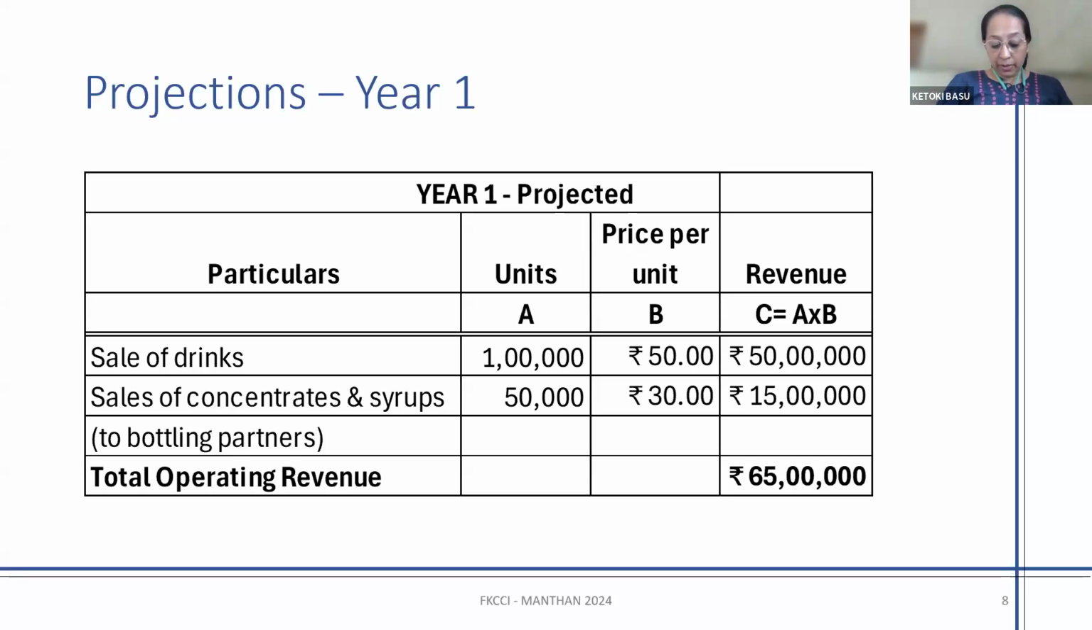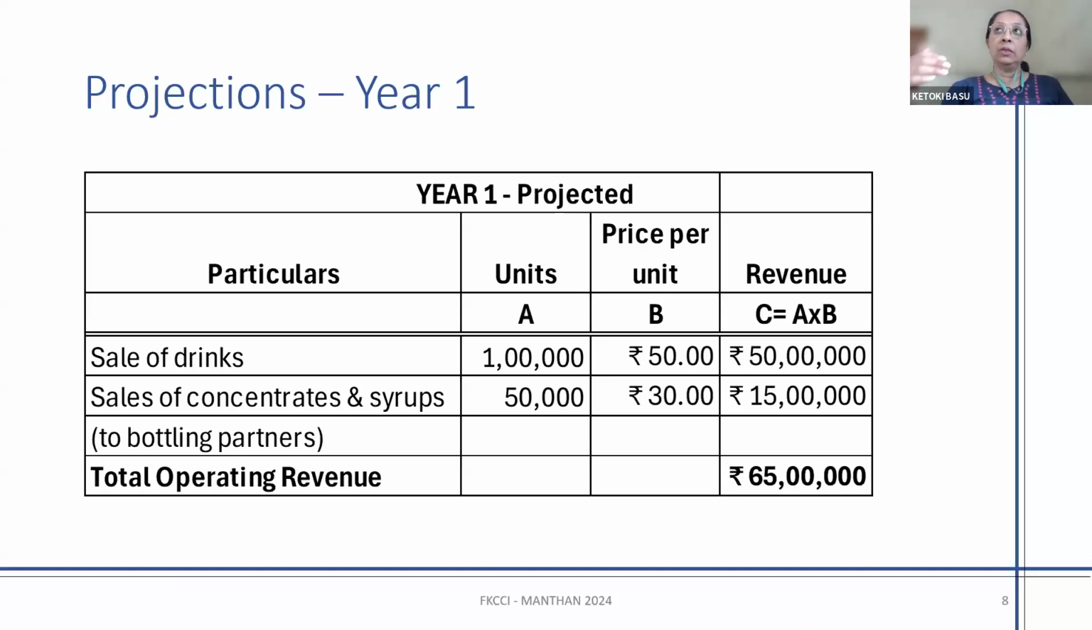So you estimate that in the first year, you will be able to sell about 100,000 units of the finished drink. And the concentrate, you expect it to be about 50% of the total drink, like the bottled drink, your direct sales. And since the semi-finished one is not a complete product and there are a lot of costs that have not gone into it, you decide to price it at 30 rupees and the other one at 50 rupees a unit.